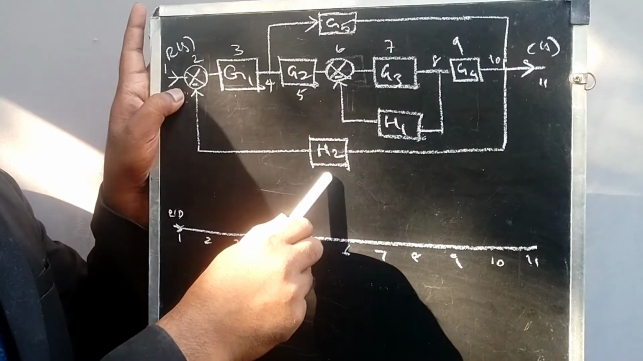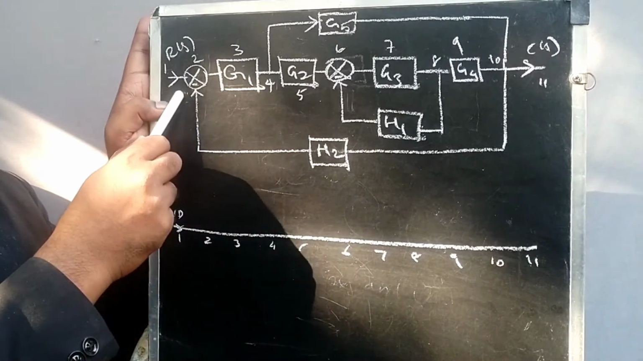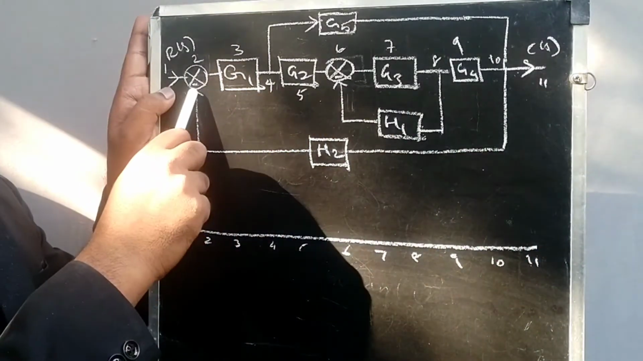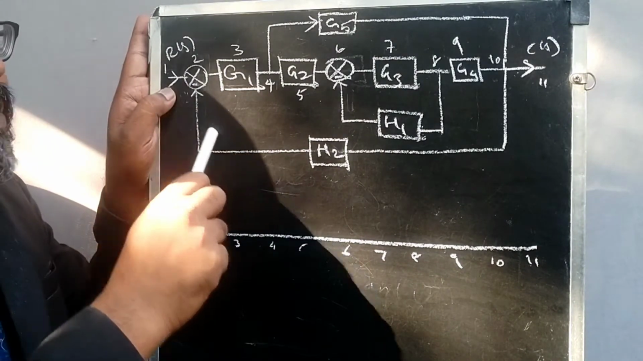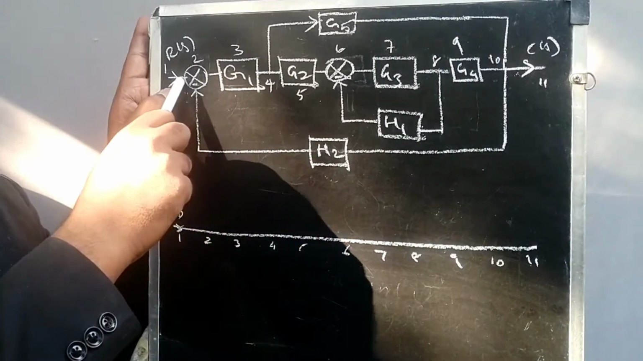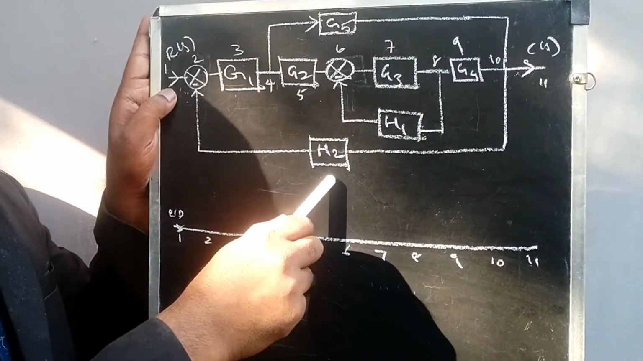In between that, H2 is there. The H2 is connected to minus. So the 10 is connected to 2. Please remember, 2 is not connected to 10. The 10 is connected to 2. In between that, H2 is there.